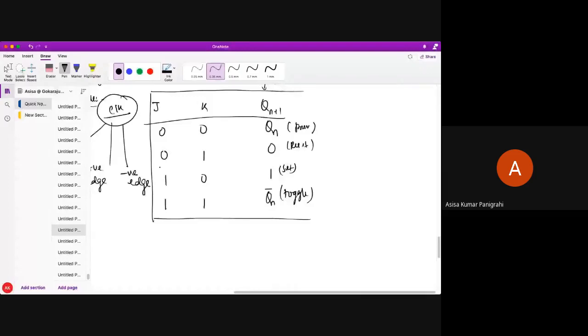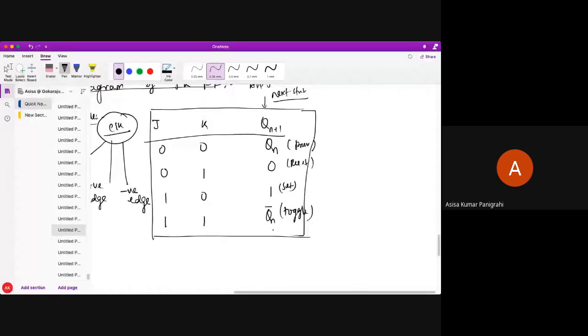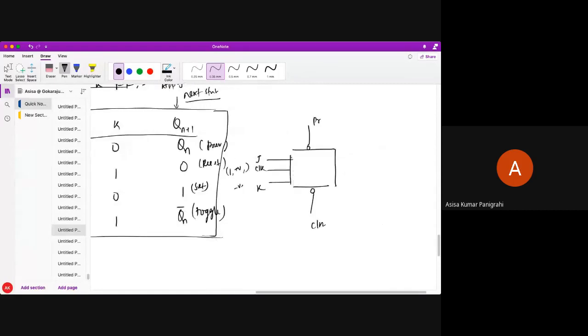Let's say I am designing a JK flip-flop with active low preset and active low clear. So here we have the JK flip-flop and the clock pulse. Clock pulse can be of three types: level triggered, positive edge triggered, and negative edge triggered. I'm going to discuss all these things. So I'm going to design this JK flip-flop now along with active low preset and active low clear.